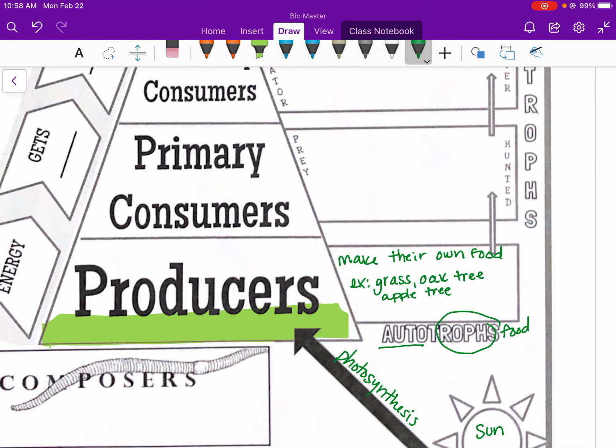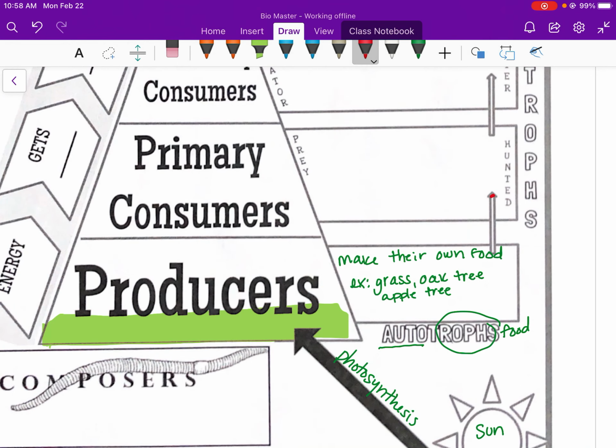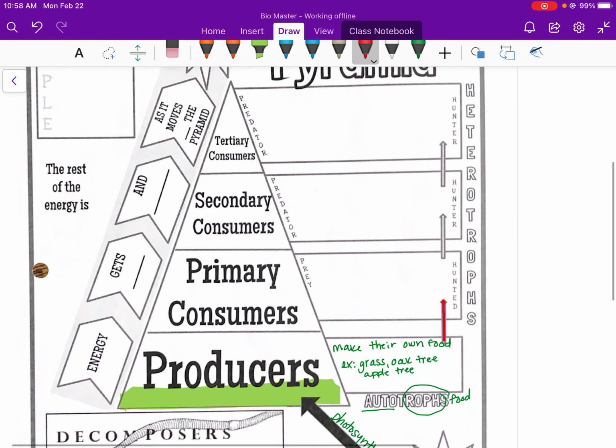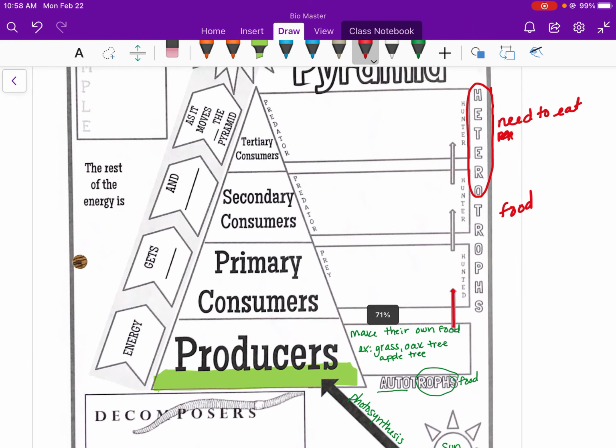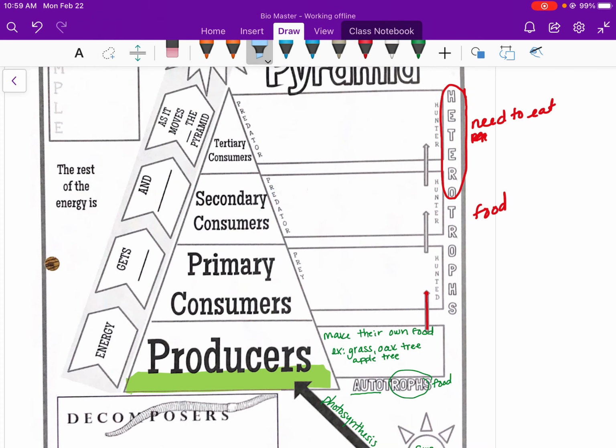Now, as we move up, I'm going to add some red here just to remind myself that we're going up the food chain. We get to what's called the heterotrophs. These guys can't make their own food, so they need to eat. So primary consumers, I'm going to color these a light blue. Here are my primary consumers.